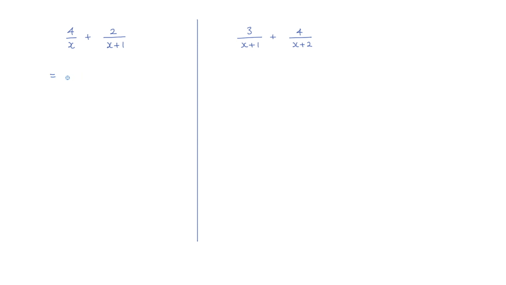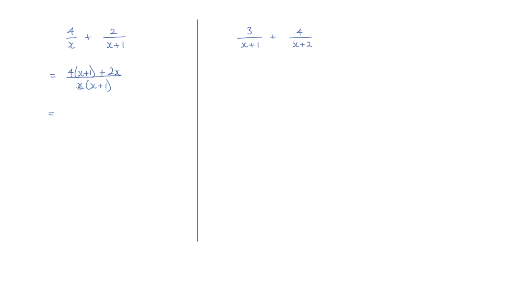So equals, we draw a nice big vinculum, and we're going to multiply these two terms together, these two denominators. So it's going to be x multiplied by x plus 1. We're then going to cross multiply this way first. So 4. And that's multiplied by the x plus 1. Obviously, we're adding these fractions together. And then we've got the 2 multiplied by the x. So that's just 2x.